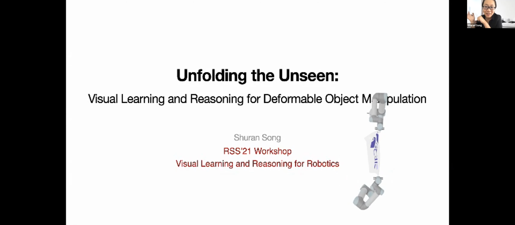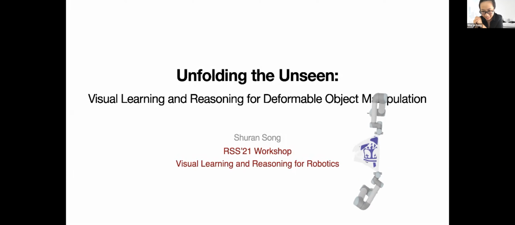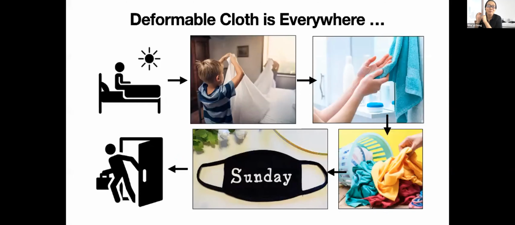So, hello everyone. Very nice to be here. Today I'm going to talk about visual learning and reasoning for deformable object manipulation. Let's start. We know that deformable objects or cloth are really everywhere in our daily life. Here is a very simple example. Every morning, the first few things you might do are making your bed, wiping your face with a towel, putting on your shirt, and deciding whether you want to wear a mask or not, right? During this process, you can effortlessly manipulate all these deformable objects even before you are fully awake.